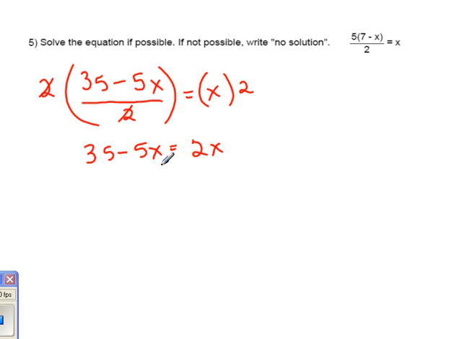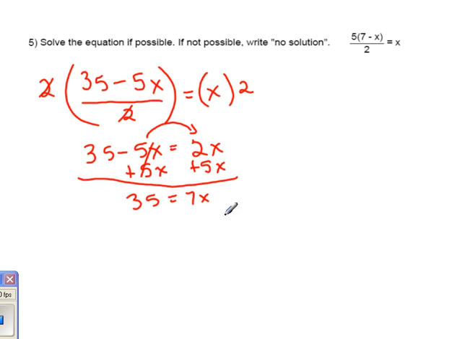Now what we want to do is get the x's on the same side. So this time we can go ahead and bring the x's to join the other x over there. So I'm going to add the 5x to both sides. So 35 equals 7x, and I'm going to divide by 7 so that I can get the x by itself, and x is 5. And once again, you can always check your answer by replacing it back where the x's are.